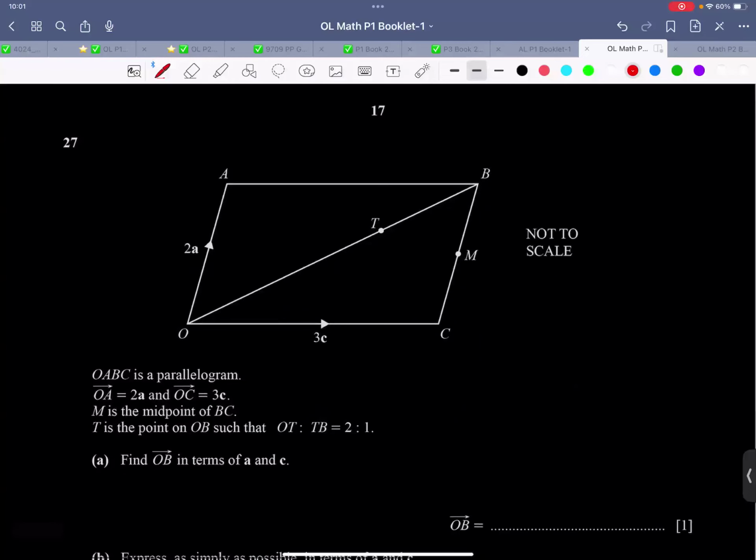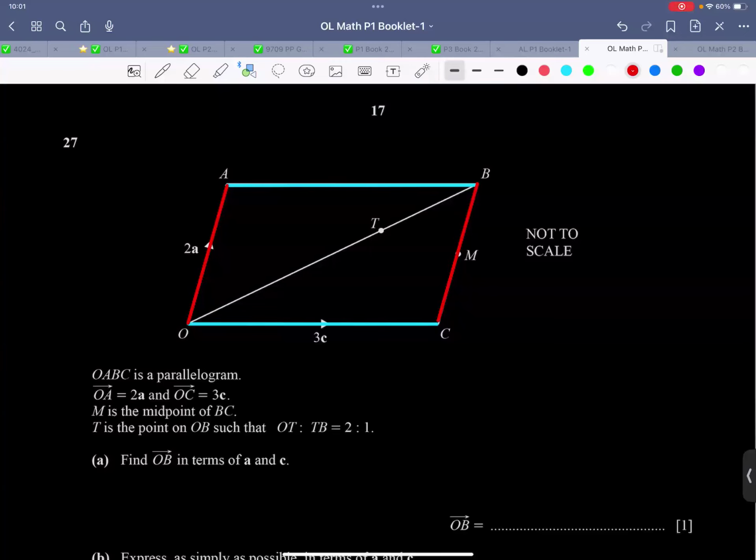Question 27, and this looks like the last question. This is a question of vectors. OABC is a parallelogram. Now, as soon as I've read it, let me mark some lines. So first of all, I'd like to draw this line, that is AB, which is the same thing as OC because it's a parallelogram. Then the red one, this is OA, and this is CB. So these two are the same.